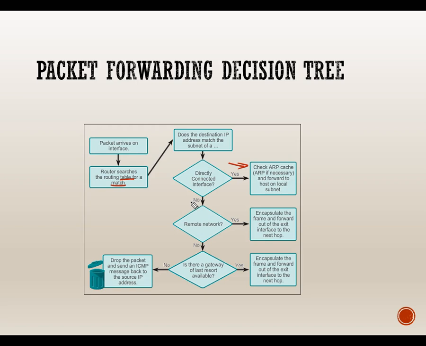If it's not directly connected, we have a no here. Is it on a remote network? Yes. It encapsulates the frame and forwards it out the interface of the next hop. When we say encapsulate, we're really talking about layer 2 encapsulation, and we're going to look at that here in a couple of slides. Why would we have to do that? Because, and we'll look at it, we'll talk about it.